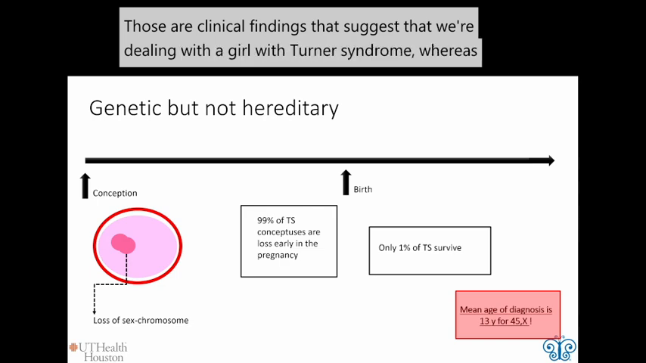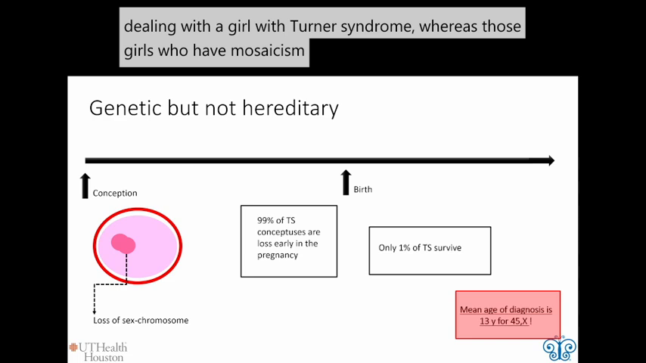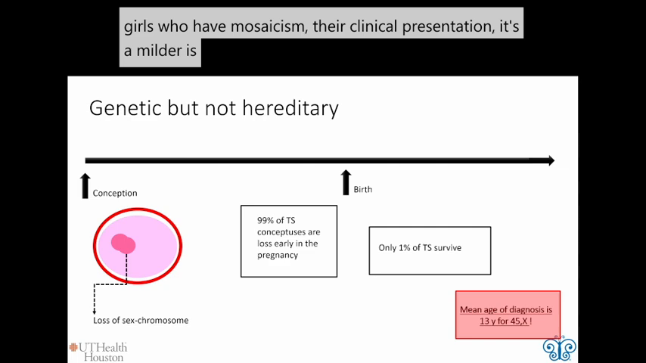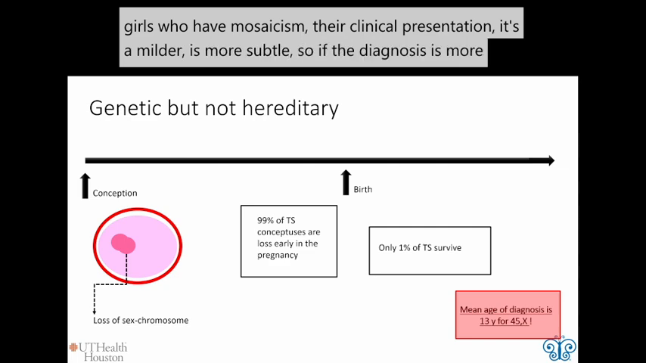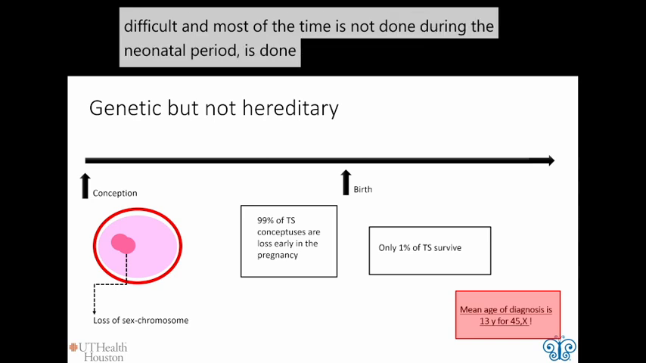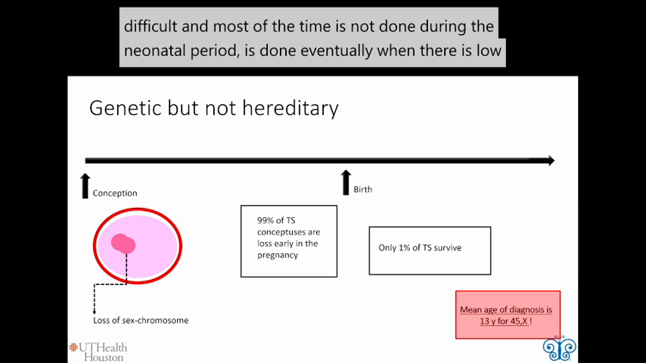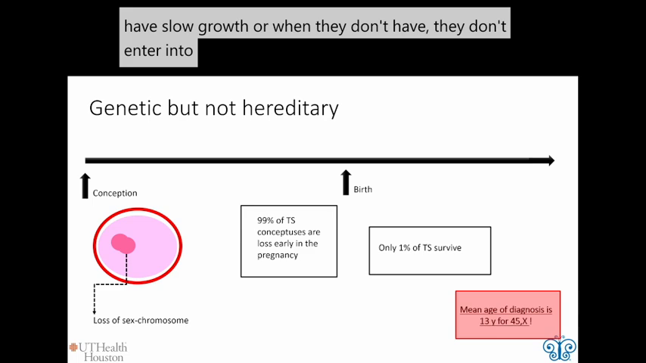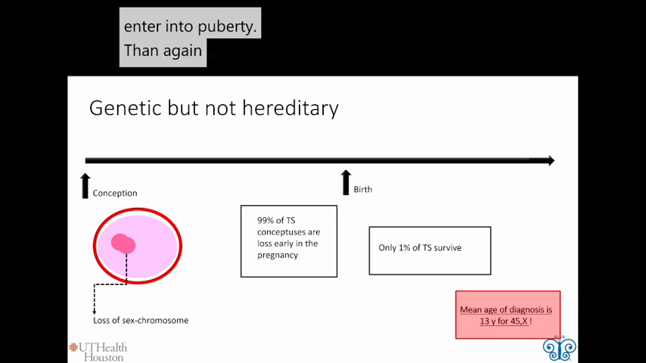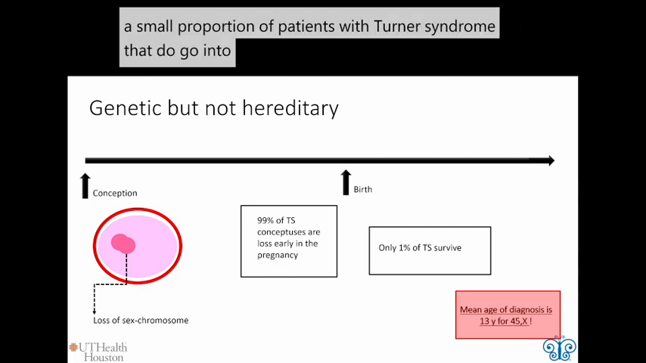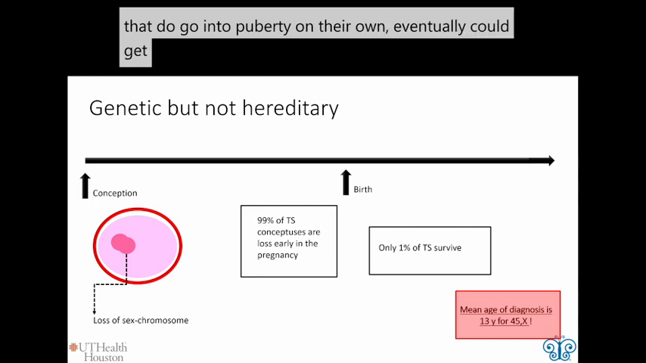Whereas those girls who have mosaicism, their clinical presentation is milder, more subtle, so the diagnosis is more difficult, and most of the time it is not done during the neonatal period. It's done eventually when they have slow growth, or when they don't enter into puberty. And again, according to what Blair mentioned, there is a small proportion of patients with Turner syndrome that do go into puberty on their own, eventually could get pregnant, and that's when we diagnose them.